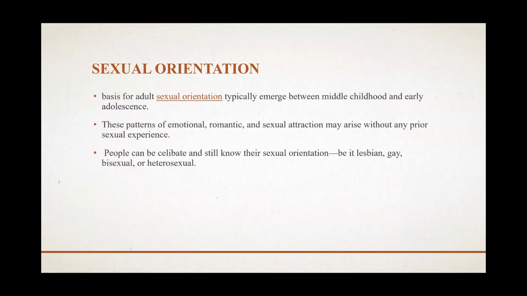Adult sexual orientation typically emerges from middle childhood and early adolescence. This can occur without any prior sexual experience as well. There can be people who are celibate and still know their sexual orientation.